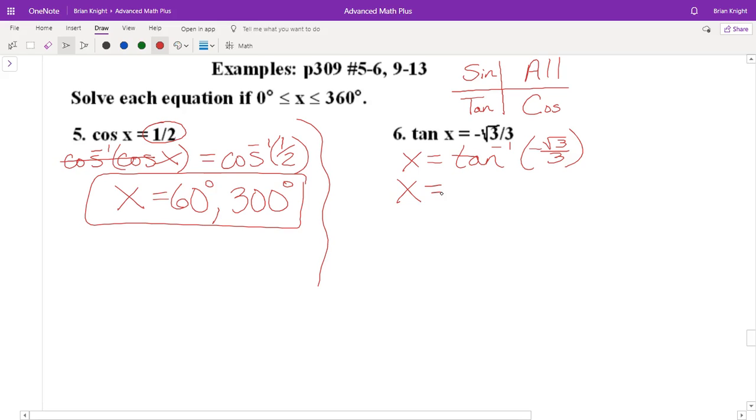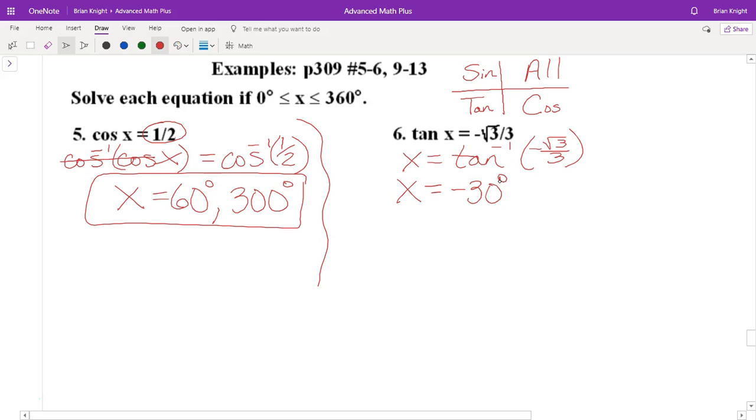You hit second and tangent. The blue button, second, tangent, negative square root of 3 over 3. What do you get? Negative 30. Negative 30 degrees. Well, that causes an issue because, first off, our first answer isn't between 0 and 360.